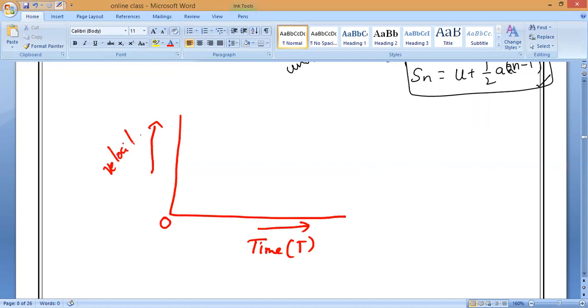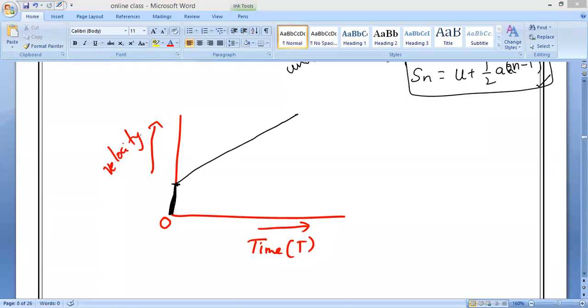Understand? Now the body is not starting with initial velocity zero. The body already has some initial velocity. Yes or no, guys? From there, the body is moving with uniform acceleration, so it moves like this. Is it okay, guys? This is uniform acceleration.